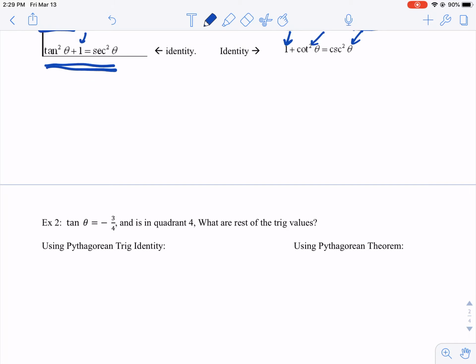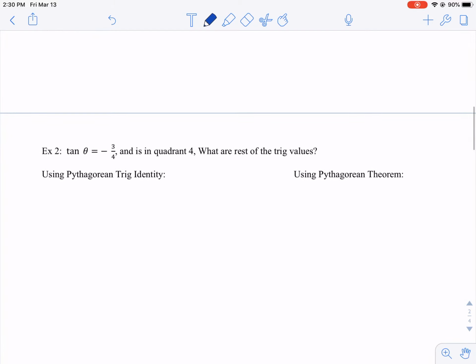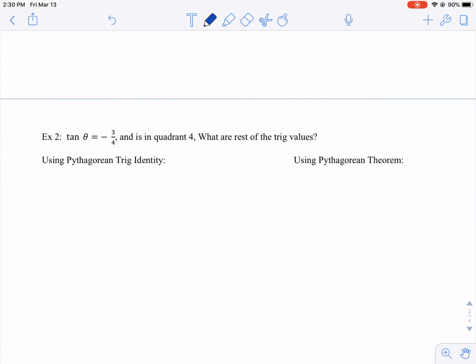The tangent is negative 3/4, and in quadrant 4, what are the rest of the trig values? Once again, we could use the Pythagorean theorem, which we will do in a minute, but they'll probably tell us to use an identity. Not really sure. So using the identity, I don't memorize the second and third one. All I memorize is sine squared plus cosine squared equals 1.